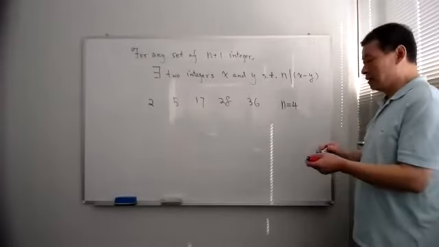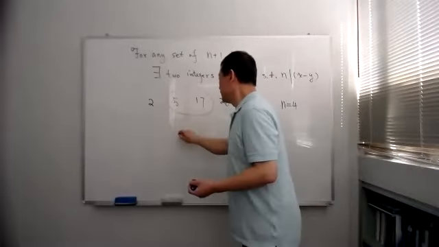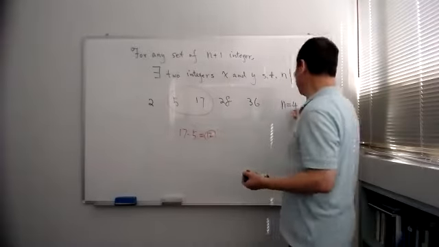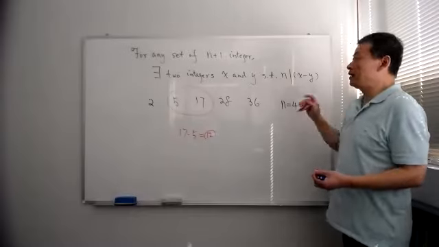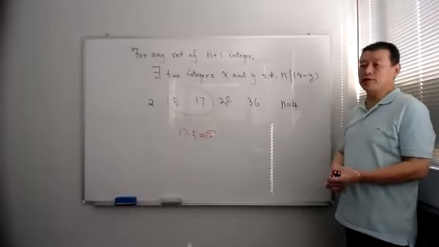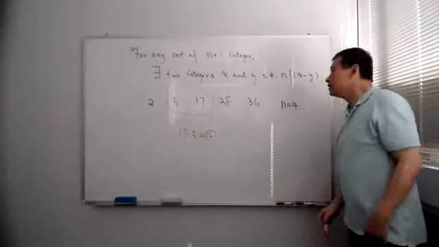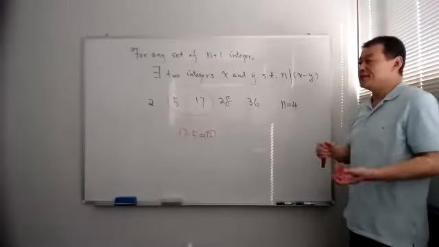All right. So in this case, these two: 17 minus 5 equals 12, which is divisible by 4. So that's the meaning of this statement. For any set of n plus 1 integers, I can always find two integers such that their difference is a multiple of n. Why is this the case?